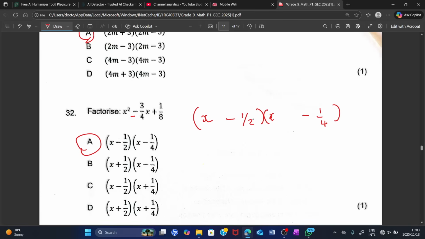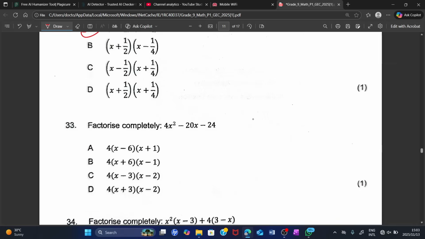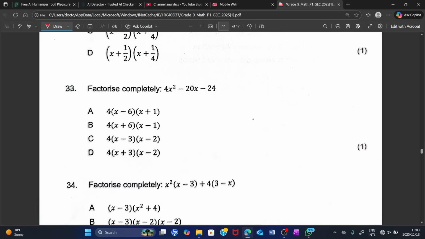Okay, let's continue. That is how we do it. Factorize. This type of question, you start by dividing by 4 here. You find a method, but you divide by 4 and write 4 outside. Then it will be x squared minus 5x minus 6. That is what you do.